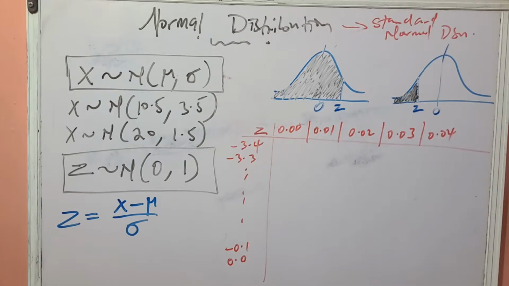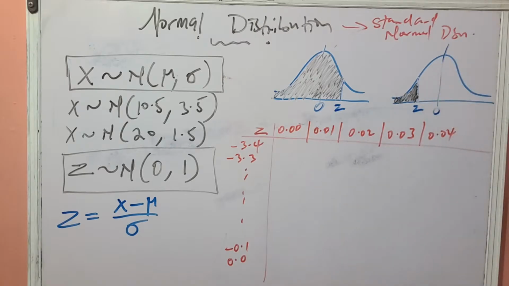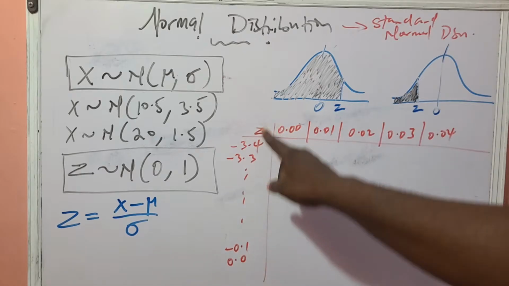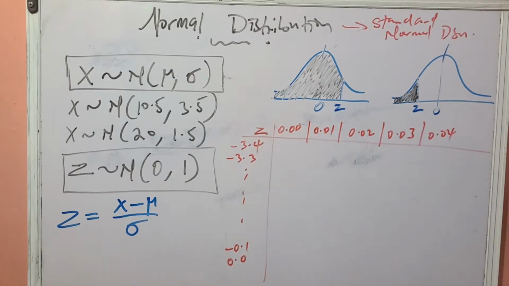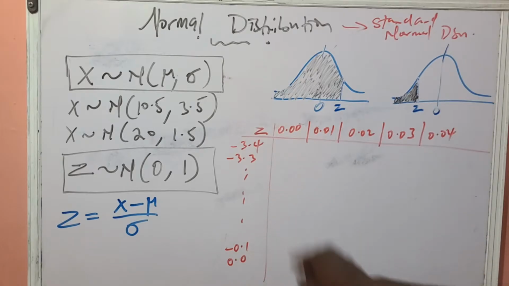Now, this table obviously identifies with negative Z values. That's what you need to know. As you can see, the values in this first column are all negative, minus 3.4, minus 3.3, on and on until, reducing by 0.1 each time, it got to minus 0.1. You're going to see that very clearly.